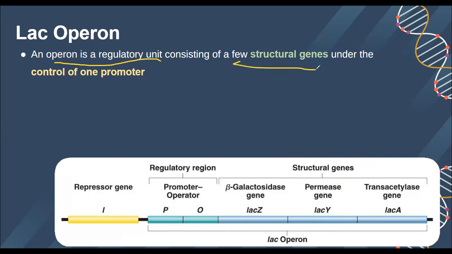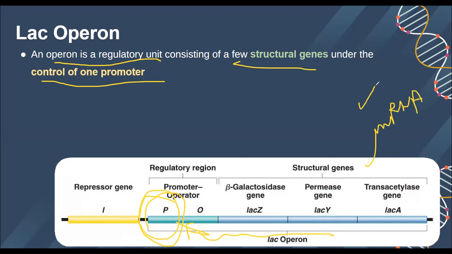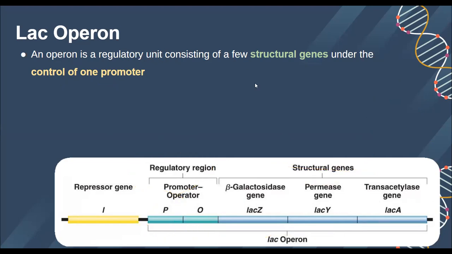It has a few structural genes under the control of one promoter. So there will be only one promoter, and the rest of the genes are under its control. This promoter will decide whether all the genes have to be transcribed into mRNA or not. So yes or no, and when the transcription has to start, when the transcription has to stop. All this will be decided by this regulatory region, and these are the genes which will be under the control of this promoter or the operator region. Now we will come to that.